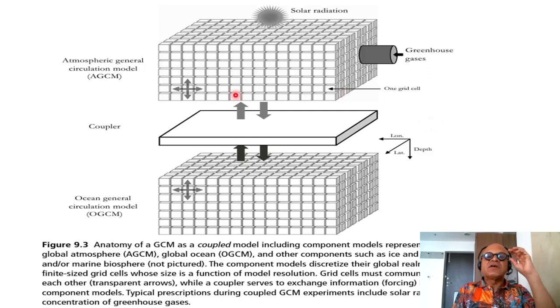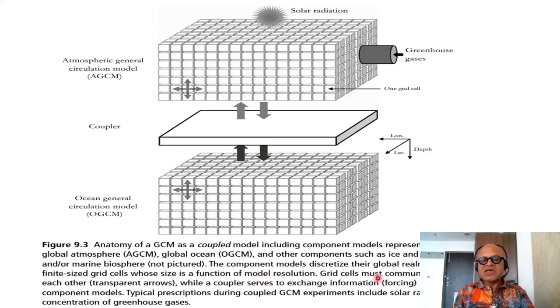So very briefly, this is the way Chris Karnauskas sees the structure of a model. So, anatomy of a general circulation model as a coupled model, including component models representing the global atmosphere, so atmospheric GCM, and global ocean, so ocean general circulation model. GCM is a buzz acronym, so AGCM, OGCM, and CGCM correspond to various levels of complications or complexities, and other components such as land ice, sea ice, and terrestrial and/or marine biosphere, carbon cycle, and so on.